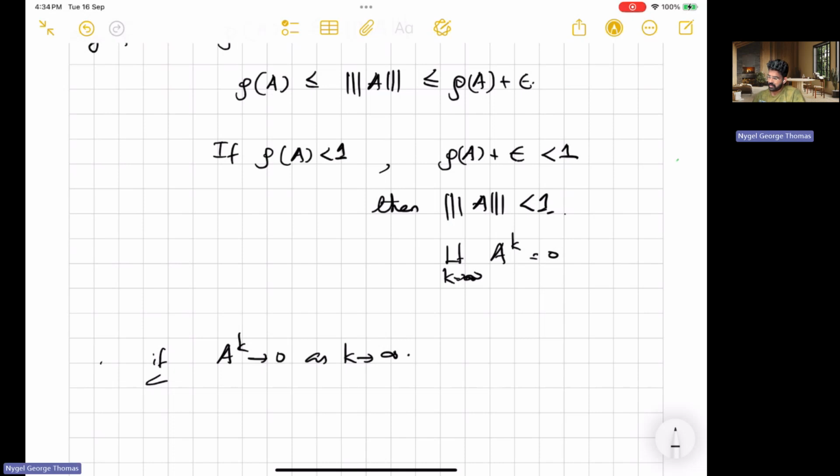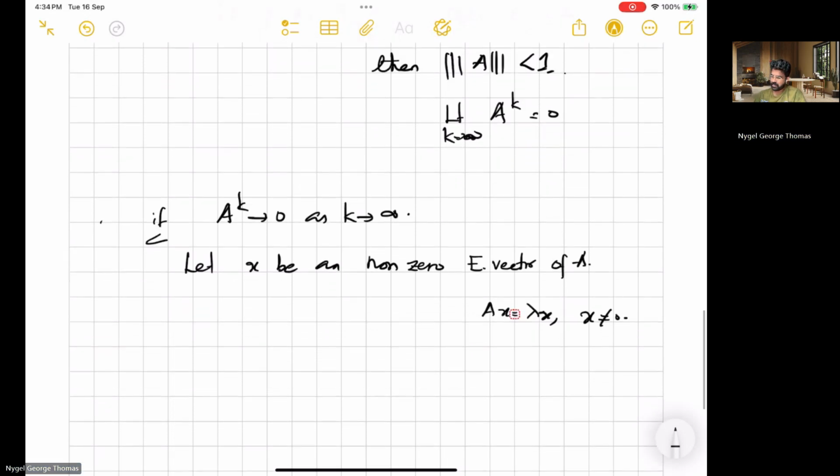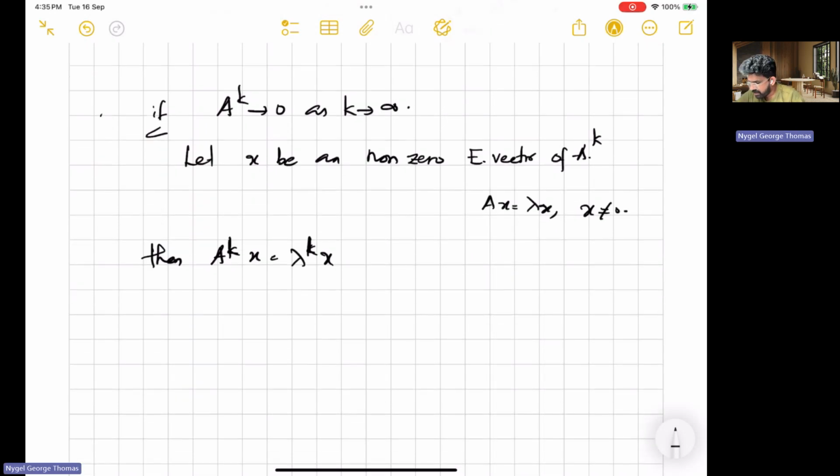And let's do this. Let x be a non-zero eigenvector of A such that Ax is equal to lambda x and x not equal to 0. In such a case, what can we talk about then? A raised to k times x is lambda raised to k times x, right?